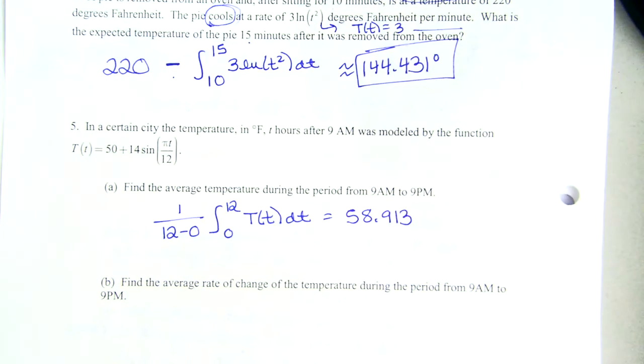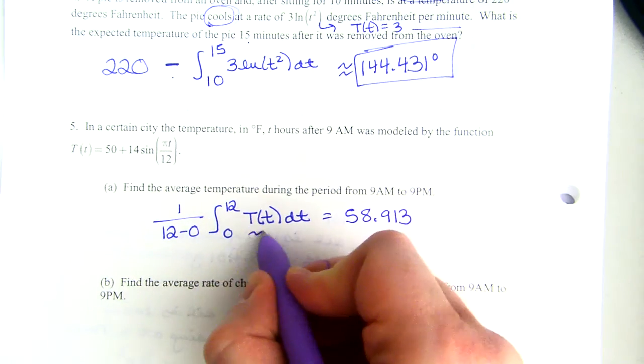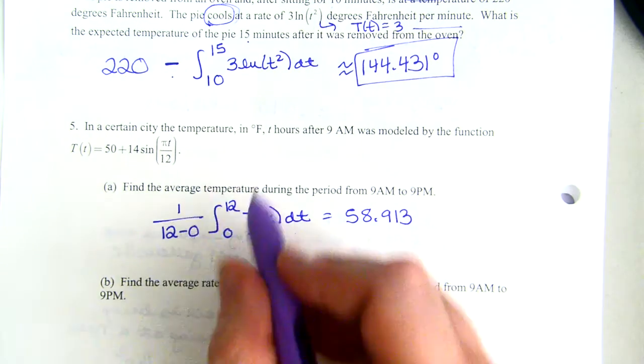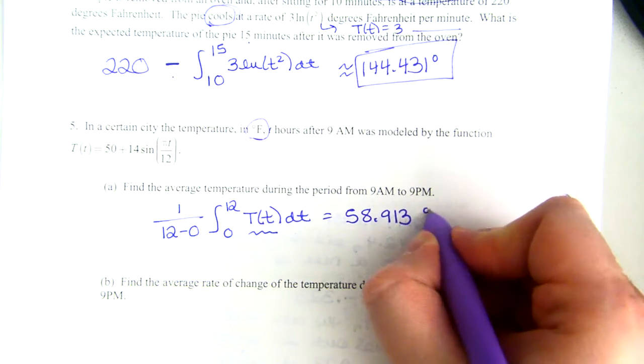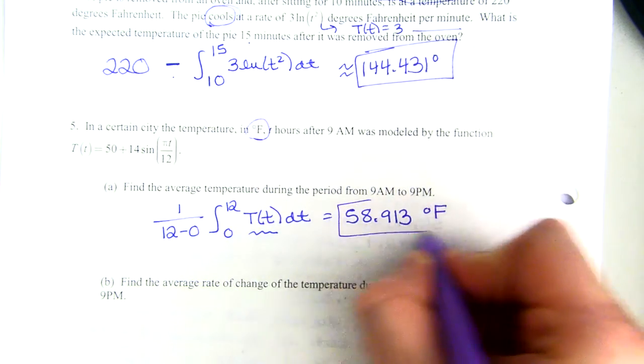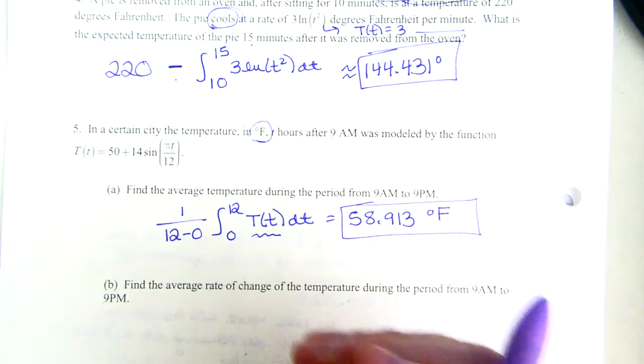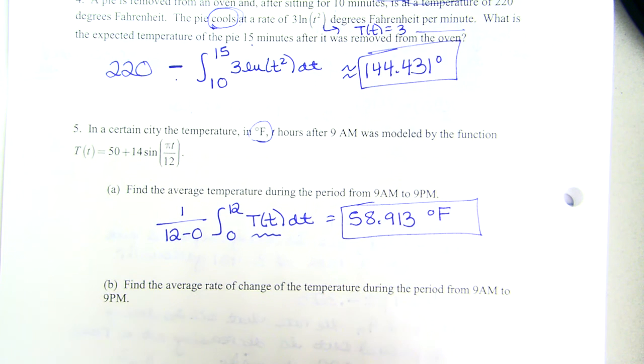I told you that the units would be just the units of our function T(t), which means my units are just going to be degrees Fahrenheit, which I feel like should make a little bit of sense. What's the average temperature that day? About 58.913 degrees Fahrenheit.